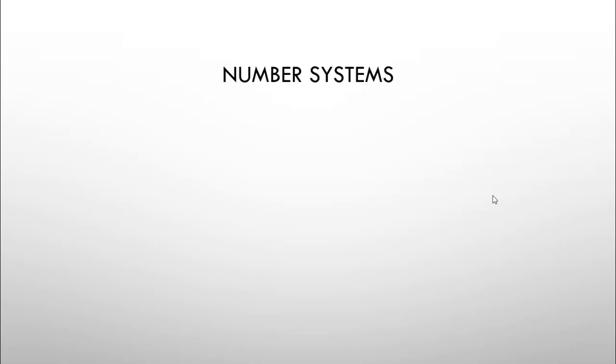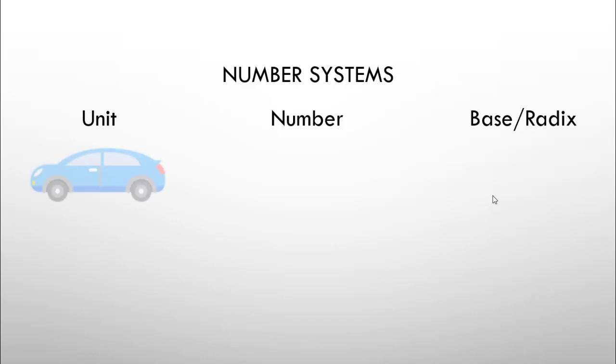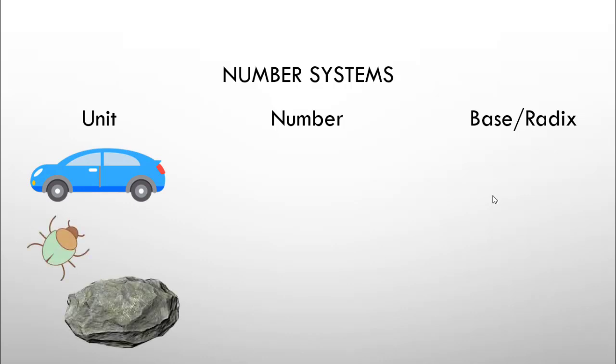Number systems will have 3 parts in it. The first one is called a unit, the second one number, and the third one is a base, or we rather call it a radix. A unit is something which has one value. For example, let's say a car is 1 unit, a bug is 1 unit, a stone is 1 unit. Any one object can be considered as a unit.